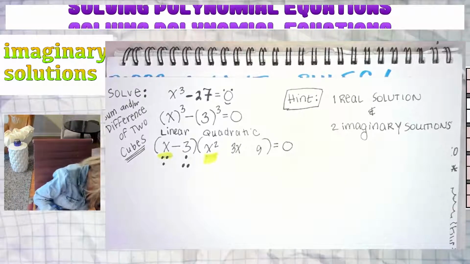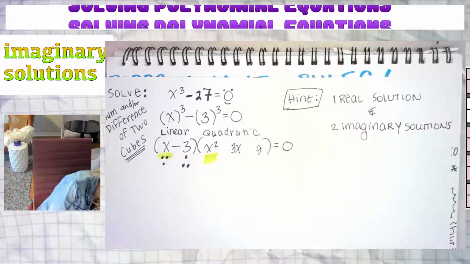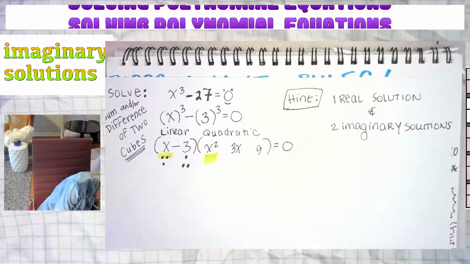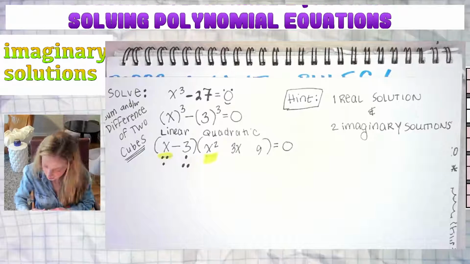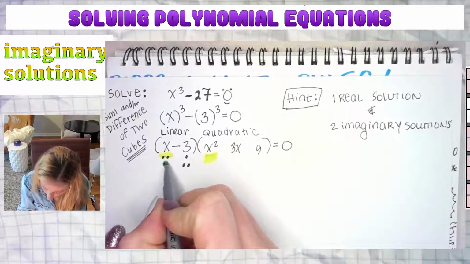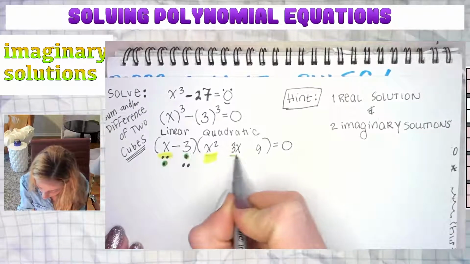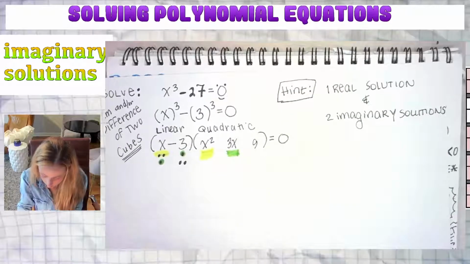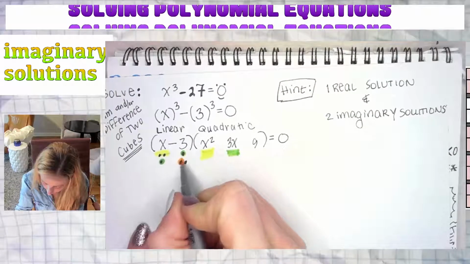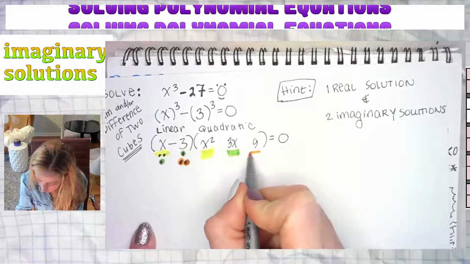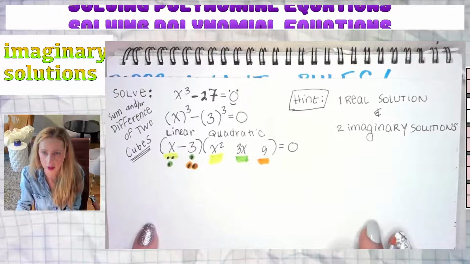After that, hopefully some of these highlighters will work. I don't have my regular pens handy. Then x times 3 is what gave us this 3x. And 3 times 3 is what gave us the 9.